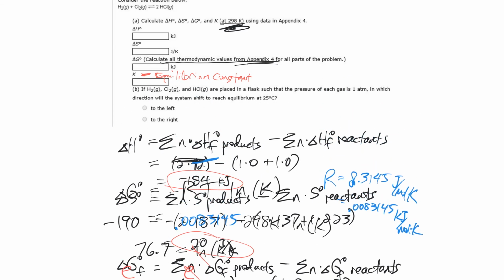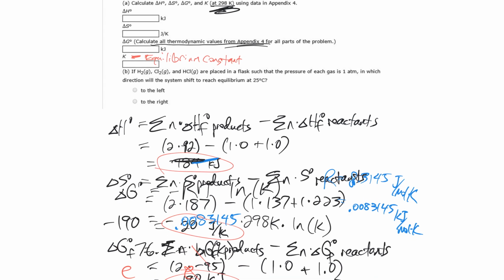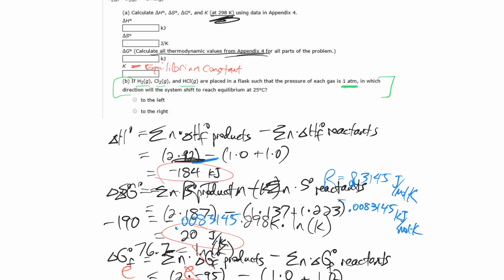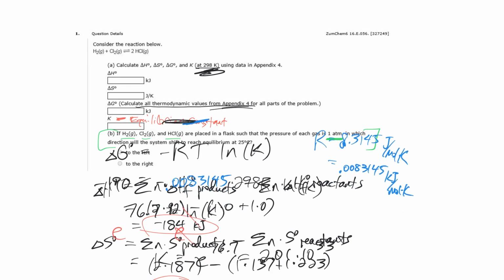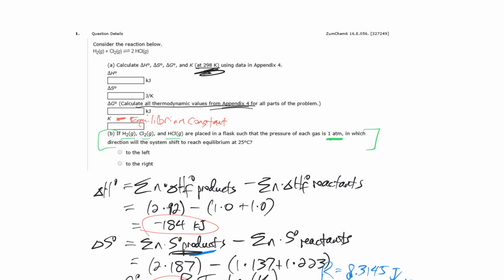Let's take a look at the rest of it here. And this is a nice connection to what we already know about equilibrium. If all of the gases are placed in a flask such that the pressure of each is 1 atmosphere, which would be standard pressure, in which direction will the system shift to reach equilibrium? Well, I can tell you just eyeballing it, if you have a huge, huge, huge K on the order of the positive 33rd power, I can almost guarantee without picking up a single pencil here that it would be a shift right because of the huge value of K.